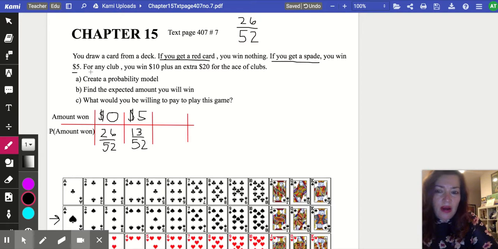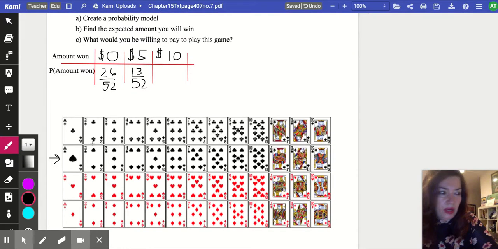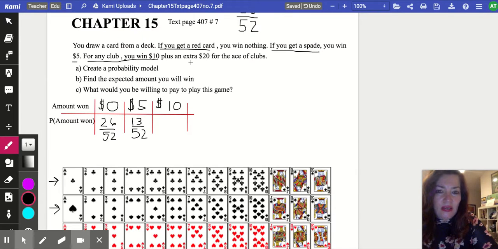We have that one. All right, then it says for any club, you win $10. So for a club, I'm going to get $10. So I'm going to write $10 for any clubs. And again, we have 13 clubs right here. But the situation is a little bit different because there are 13 clubs, but it says if you get an ace of clubs, you get an extra $20. So why don't we start with the ace of clubs? So that means you will get $30 if you get an ace of clubs. Why is that? Because 1, it's a club, and 2, it's an ace of clubs.